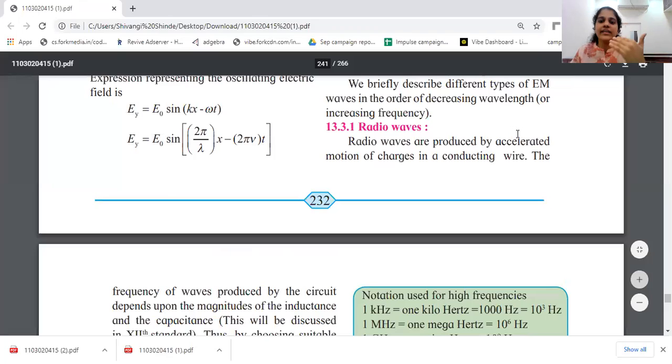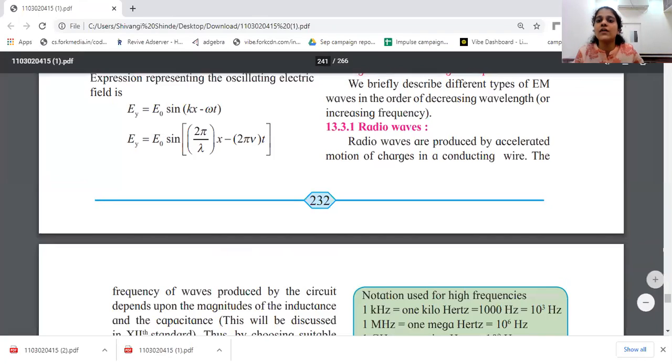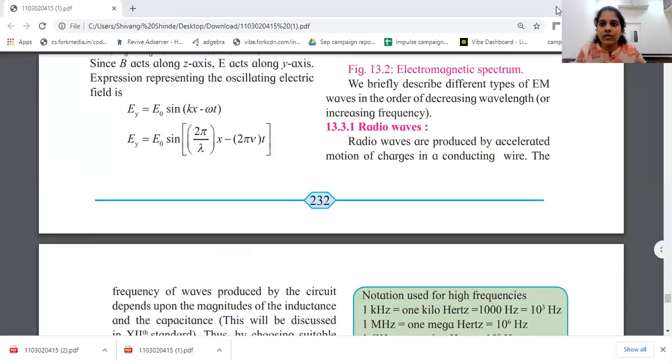What is a conducting wire? A conducting wire is something that is carrying current in it. And how is the flow of current happening? Through flow of charges, right? To be more specific, through flow of electrons. Yes or no? So radio waves, how are they produced? In a current carrying circuit, radio waves can be produced because of the moving charges that are there.